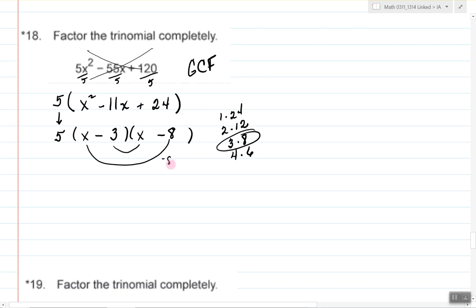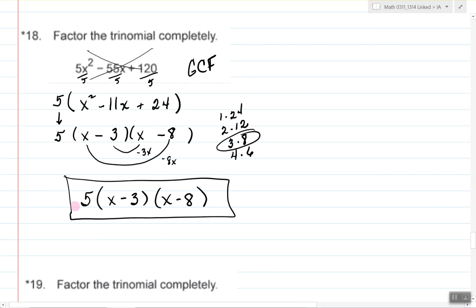The outer product is negative 8x. The inner is negative 3x. That's negative 11x. If you want to check all the way back up to here, then you would do the distributive property. In MyMathLab, for a final answer, you will say it is 5 times x minus 3 times x minus 8. And of course it would be fine if you had 5 times x minus 8 times x minus 3. So this is the first problem we've had of factoring where it took 2 steps of factoring. There was a greatest common factor, then trial and error.